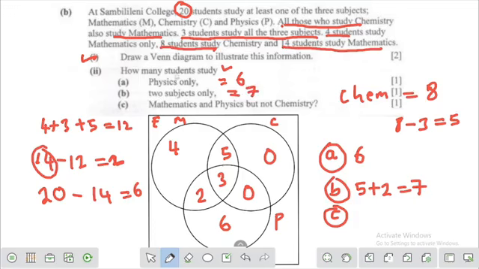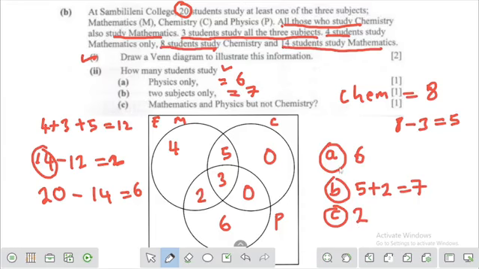Then C. How many students study mathematics and physics but not chemistry? So students who study mathematics and physics but not chemistry. Those students, what we are going to consider is just this 2, the one for the intersection of maths and physics. So here we are just going to write a 2. This 2 right here, the one for the intersection for maths and physics.